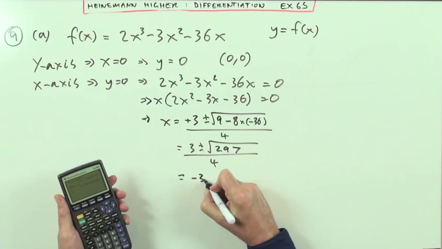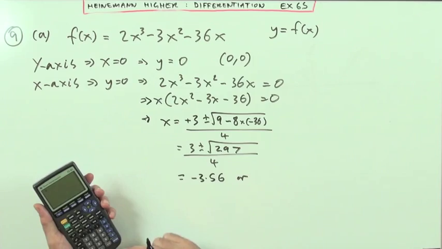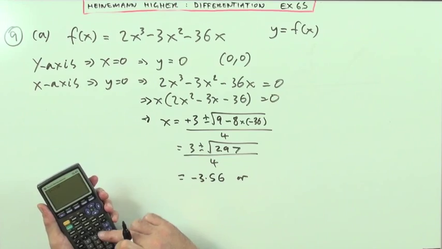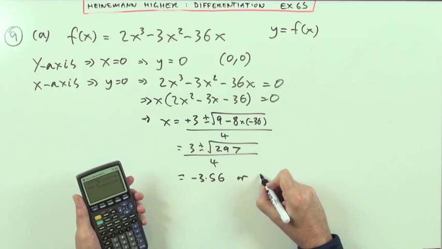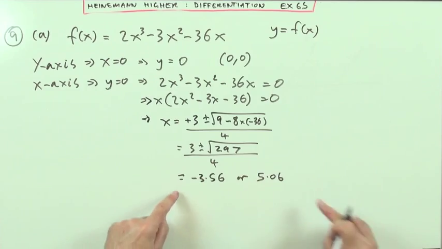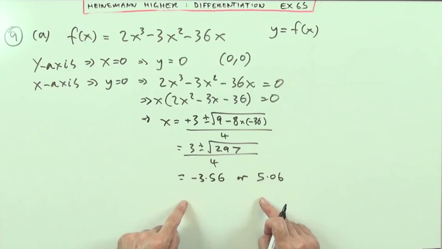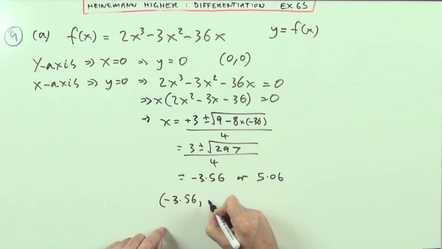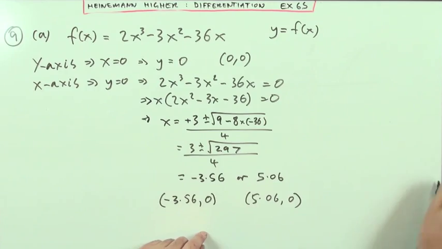That's going to give me negative 3.558, that's negative 3.56, or 5.058, call that 5.06. Bit of a pace, but at least I don't have to feed it back in here to find the y-coordinates, because I knew the y-coordinates were 0. So that's the first part. I know where it cuts the axis. So it cuts the axis at 0, 0, negative 3.56, 0, or 5.06, 0.